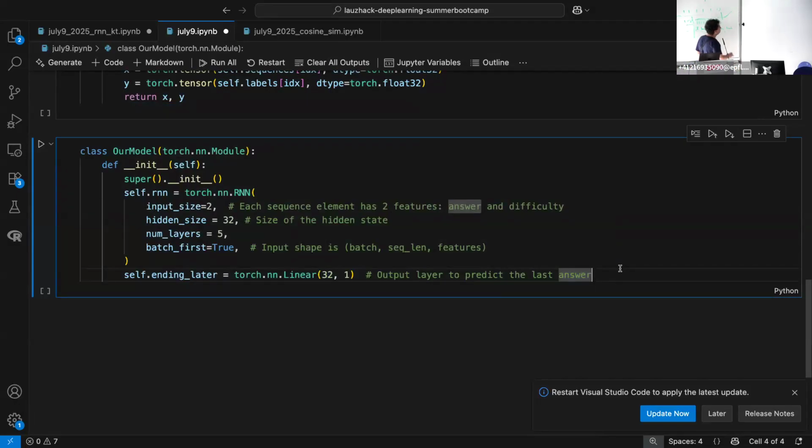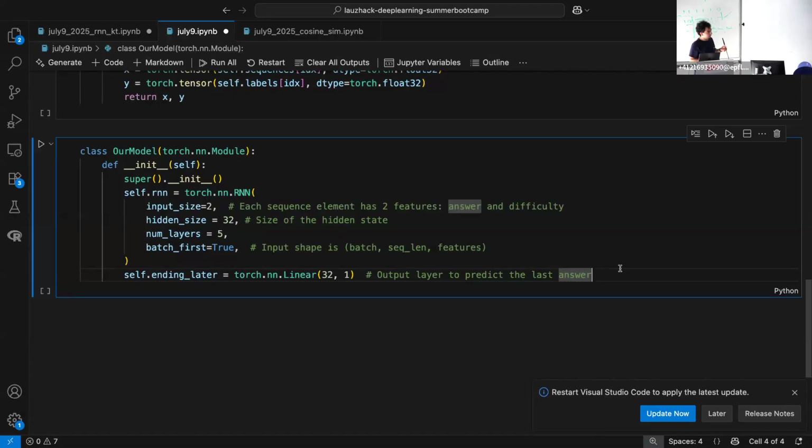Because why do we need this? The hidden size is 32, right? So in the end, it gives us an output of size 32. We want one value, 0 or 1. So we convert it in a linear format to 1 dimension. Any questions here? All fine? We just convert it to one layer.